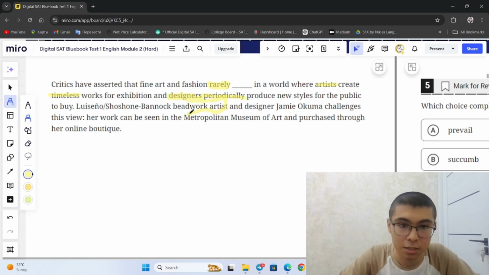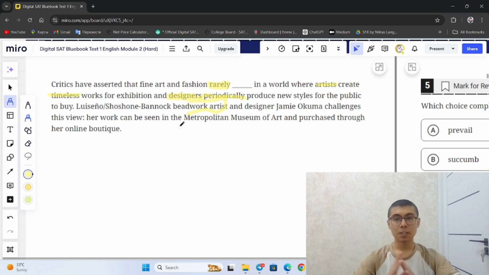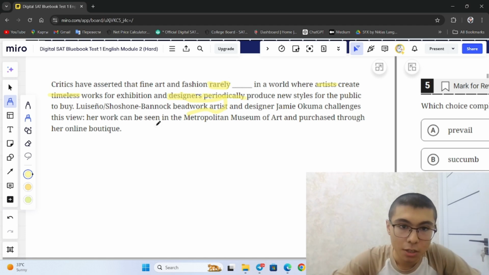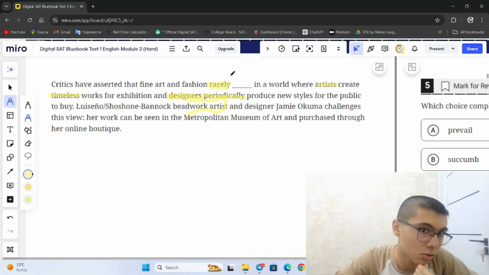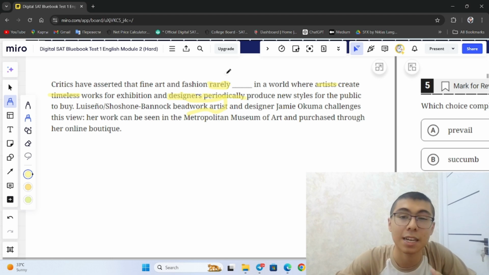And then here we have an example of that. So what sort of word am I looking for in this case? Fine art and fashion rarely is not related, or rarely intersect would be a better word, I guess. Yeah, I'm looking for a word like intersect or related.